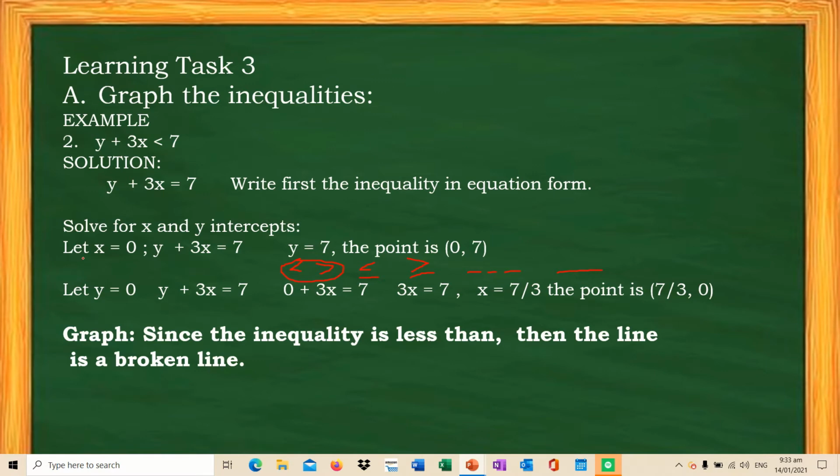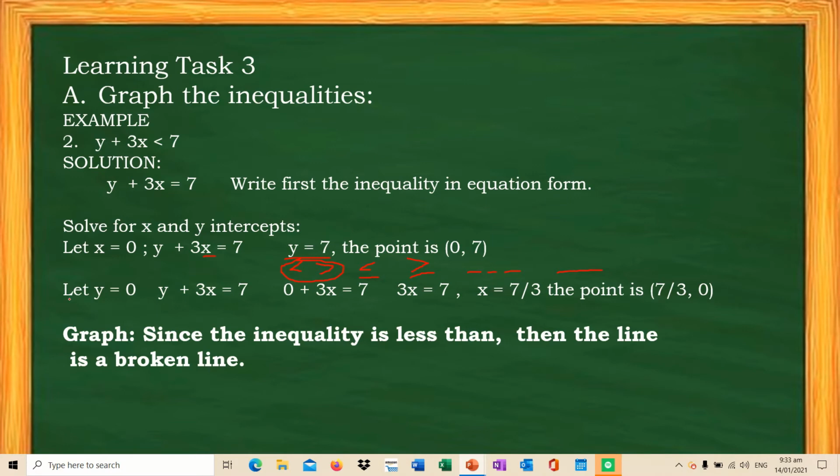So ang ating, to solve for the x-intercept, let x equal 0. So y plus 3x equals 7. So yung x papalitan natin ng 0. So 3 times 0 is 0. So magiging y equals 7. Therefore, our first point is 0, 7.